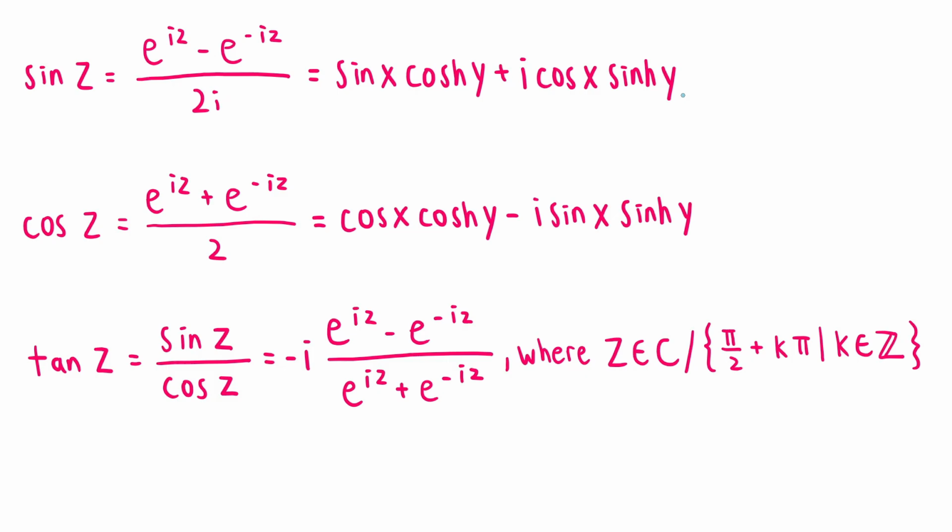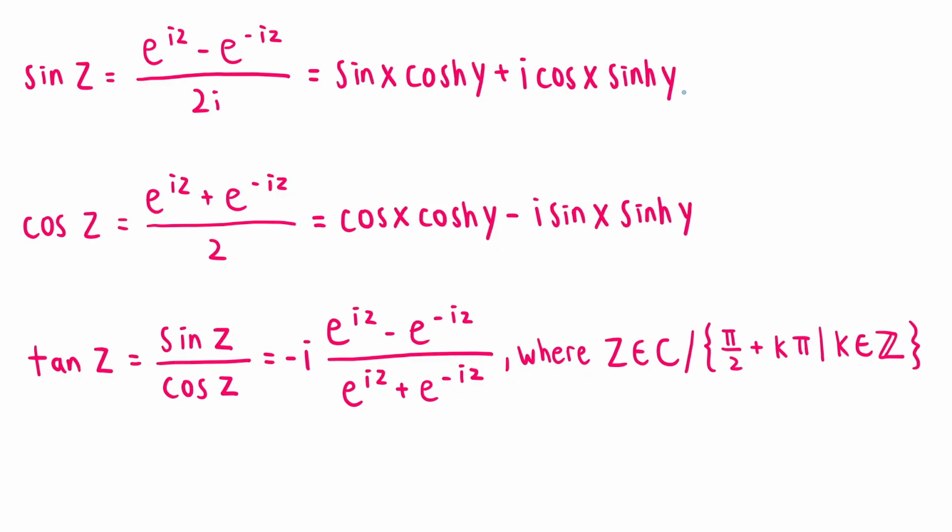In previous videos, I derived the definitions of sine of z, cosine of z, and tangent of z in terms of exponential functions, and also the definitions of sine of z and cosine of z in terms of its real and imaginary parts. In this video, I would like to derive a definition of tangent of z in terms of its real and imaginary parts.